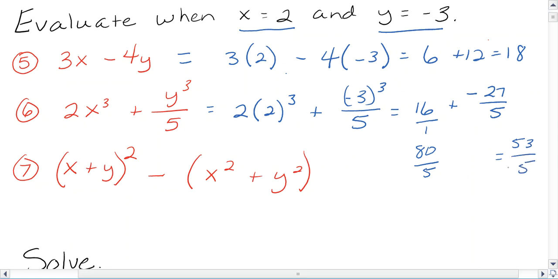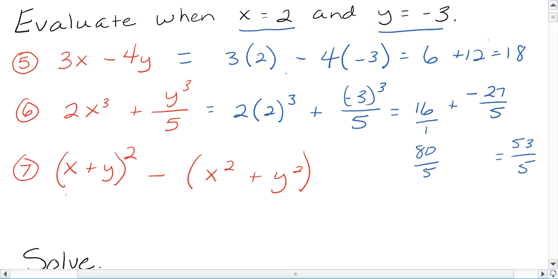Now in algebra, leave these as fractions. Once you change them to decimals and start rounding off, we're losing a lot of precision and accuracy. So we're just going to stay with the fractions and keep all the accuracy.